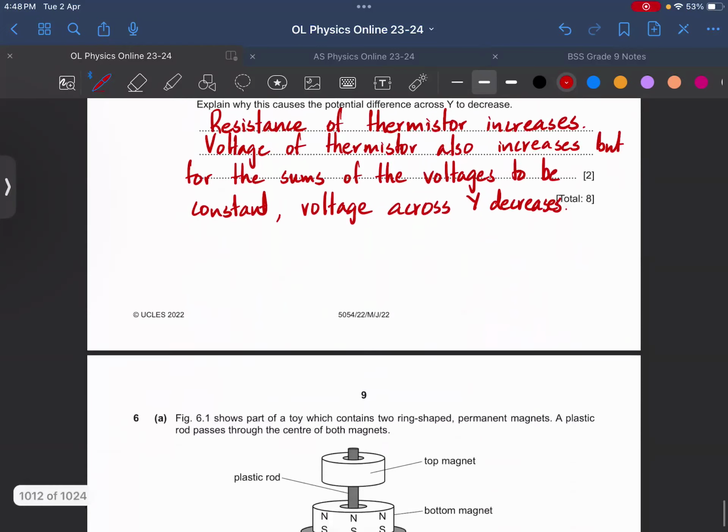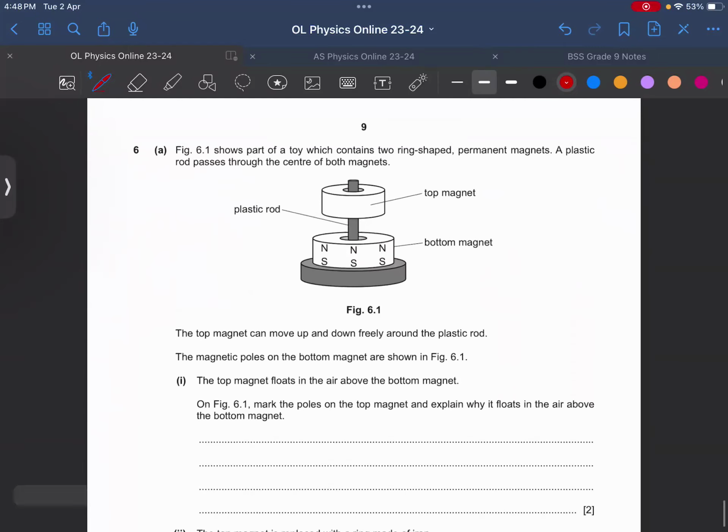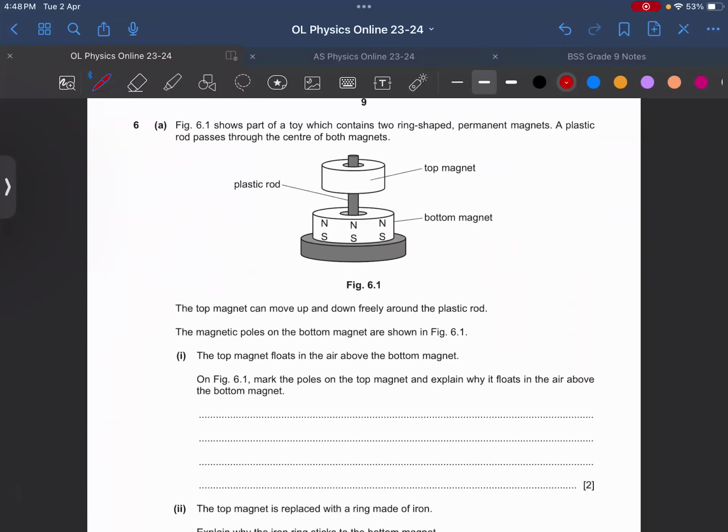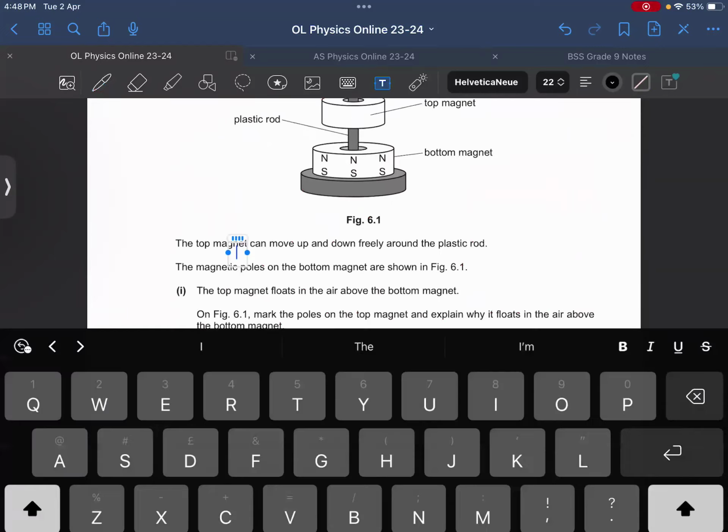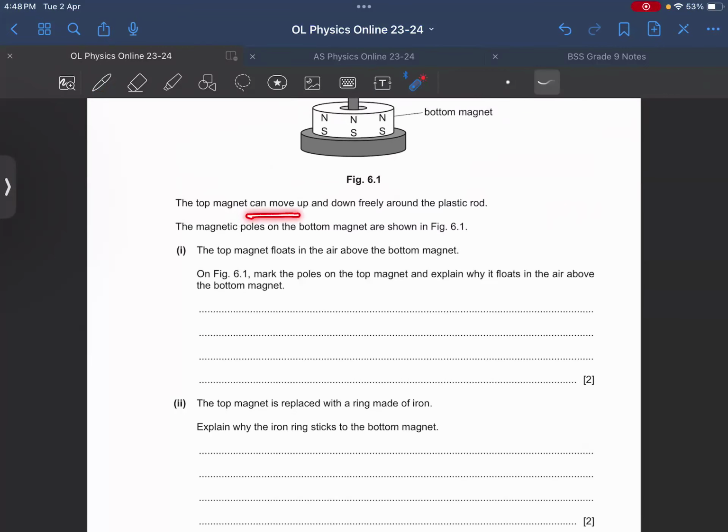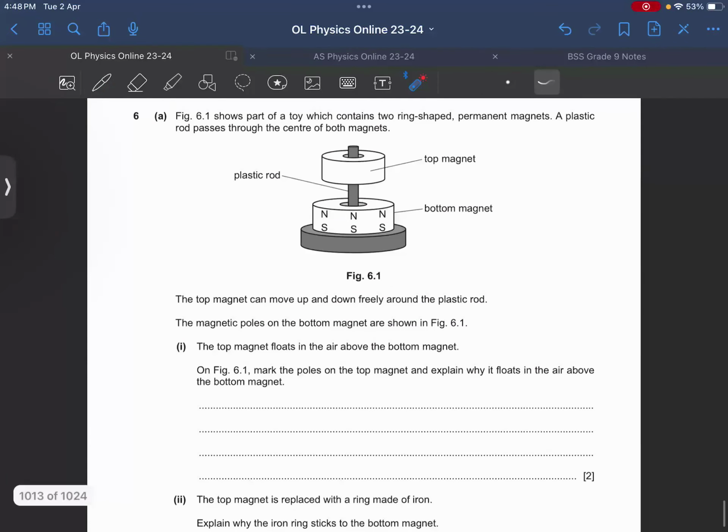Let's move on to 6. 6.1 shows part of a toy which contains two ring-shaped permanent magnets. A plastic rod passes through the center of both magnets. The top magnet can move up and down freely around the plastic rod. Magnetic poles on the bottom magnet are shown in 6.1. The top magnet floats in the air above the bottom magnet. So it's not sticking together, it just floats.